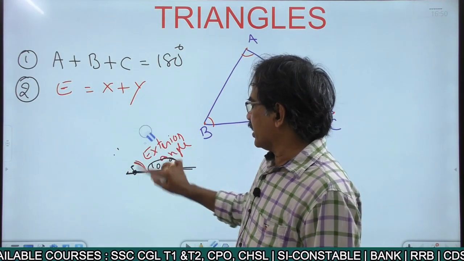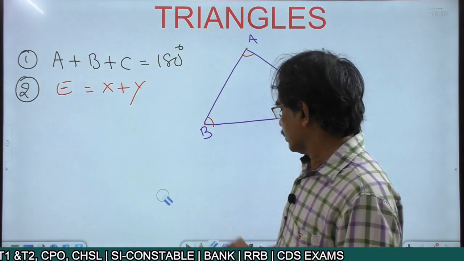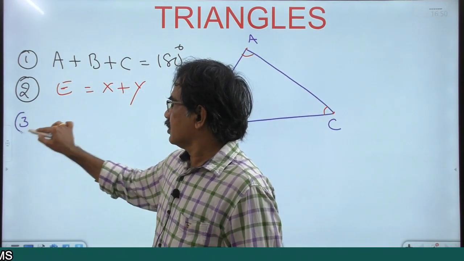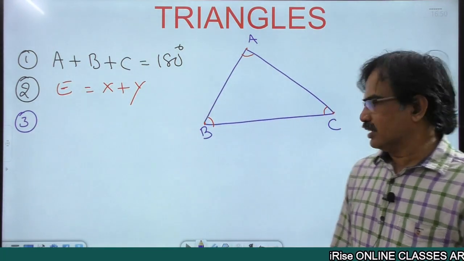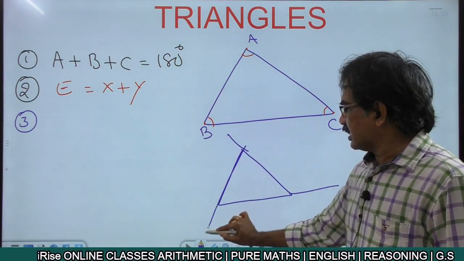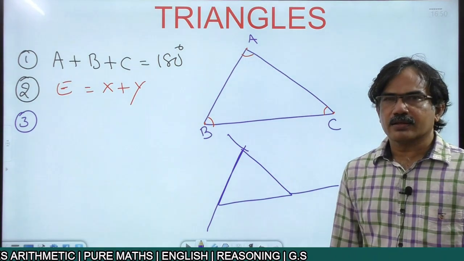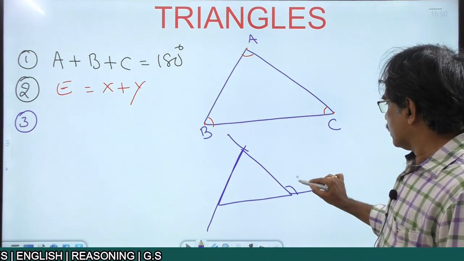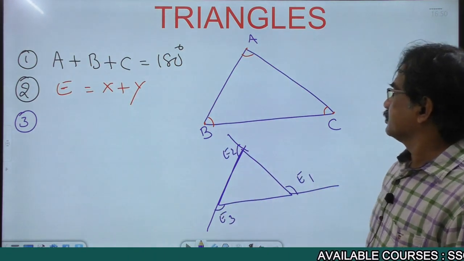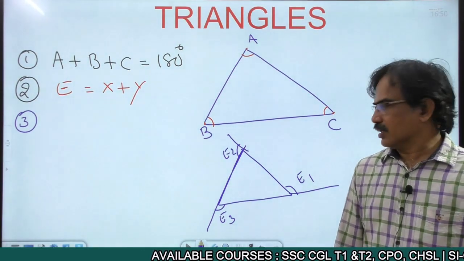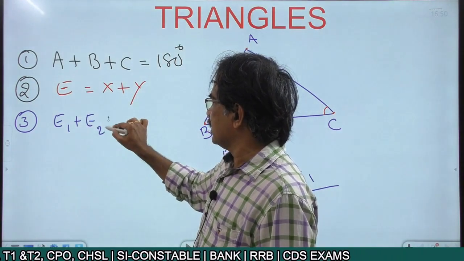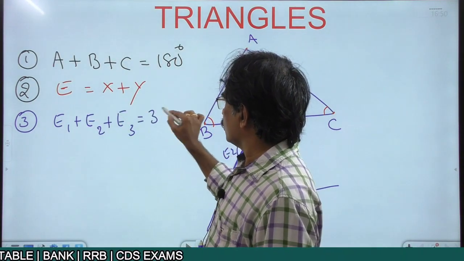Next, point number 3. If three sides of a triangle are extended, if this is a triangle, these three sides are extended, then this is exterior angle 1, this is exterior angle 2, and this is exterior angle 3. Then the sum of these three exterior angles, E1 plus E2 plus E3, is equal to 360 degrees.